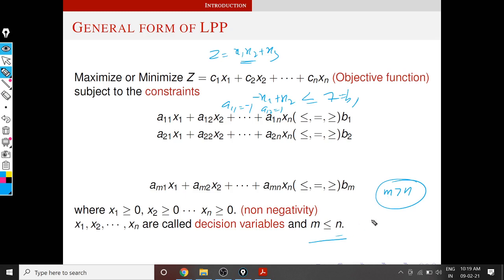If it goes beyond that, sometimes equations are redundant, sometimes equations are combinations of other equations, or maybe the system has no solution.